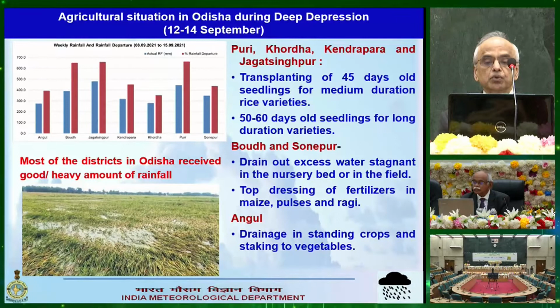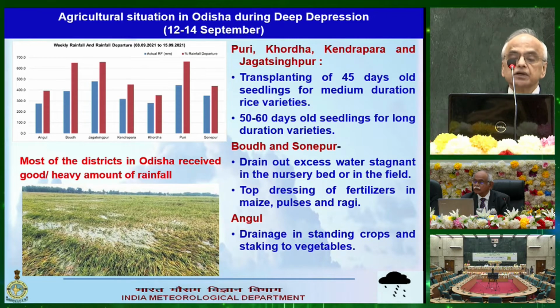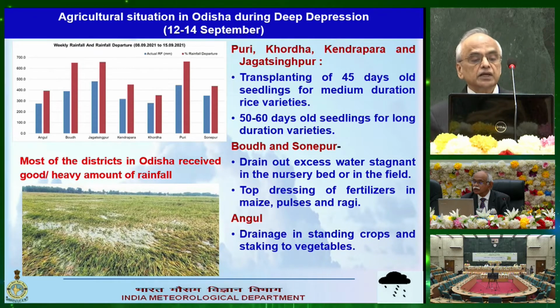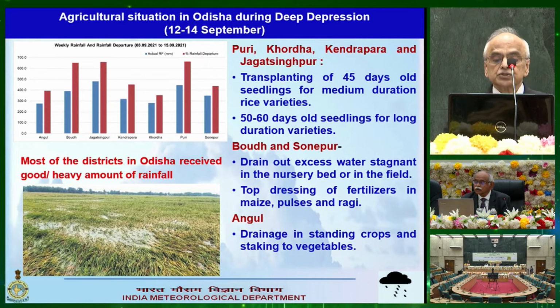And agriculture situation in Odisha during deep depression, that is 12 to 14 September, what is given here is Puri, Khordha, Kendrapara and Jagatsinghpur. The transplanting of 40 days old seedlings for medium duration rice varieties. You can see 40 days old seedlings were transplanted. So because of the lack of rain, they had to wait and wait and wait. So same thing in both Baudh and Sonepur and Angul, the drainage in standing crops and shaking to vegetables.